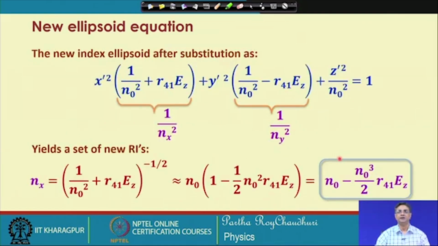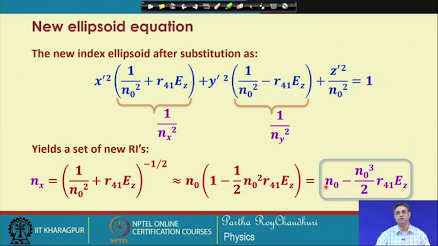So, you can see that in the presence of the electric field E z, the refractive index, which was n 0, has now changed, becoming less or more depending on this r 41, whether it is positive or negative.